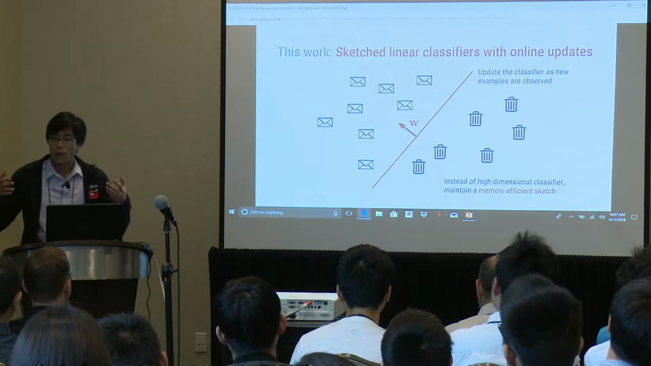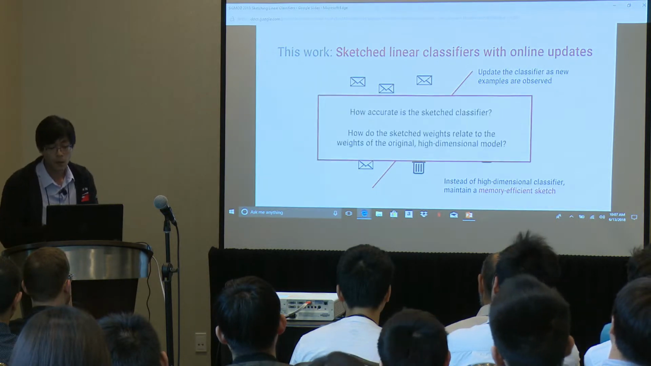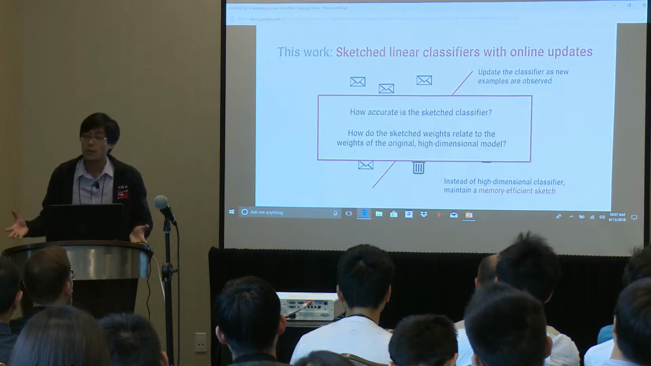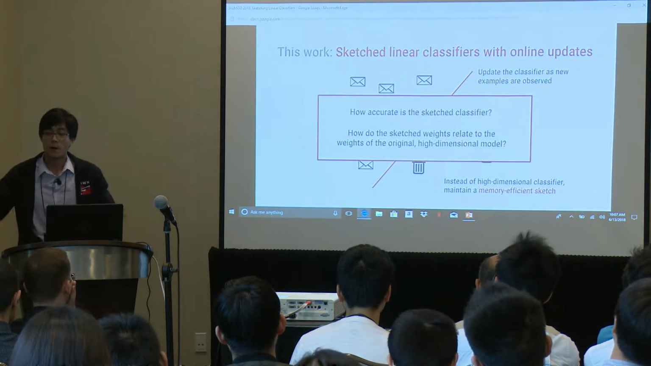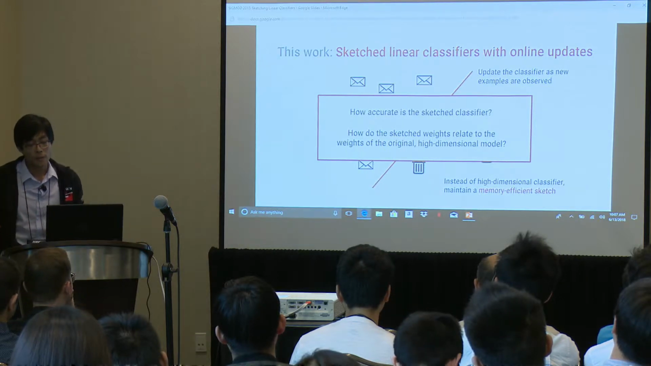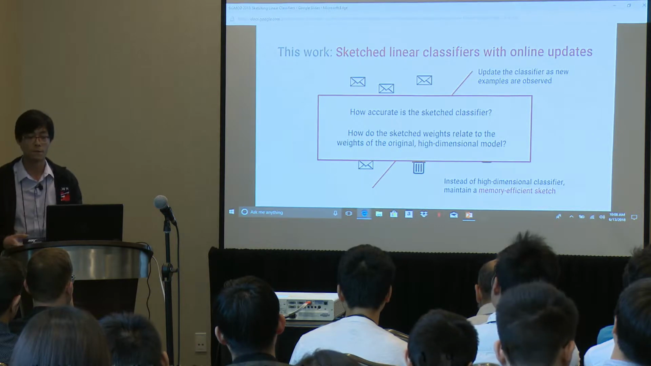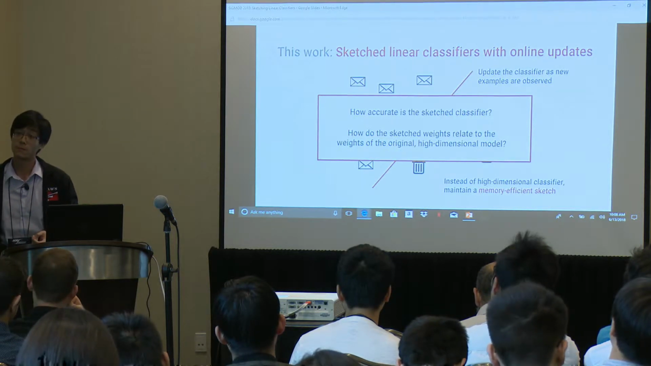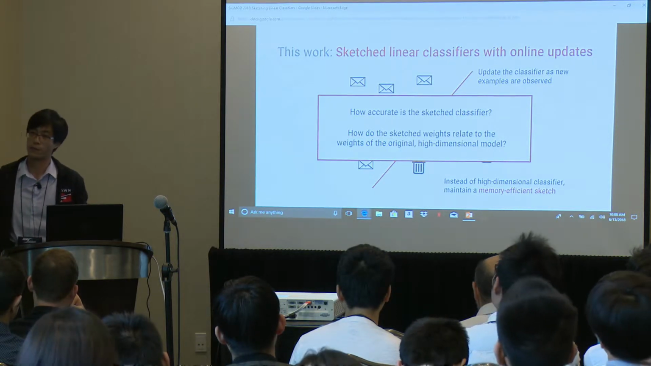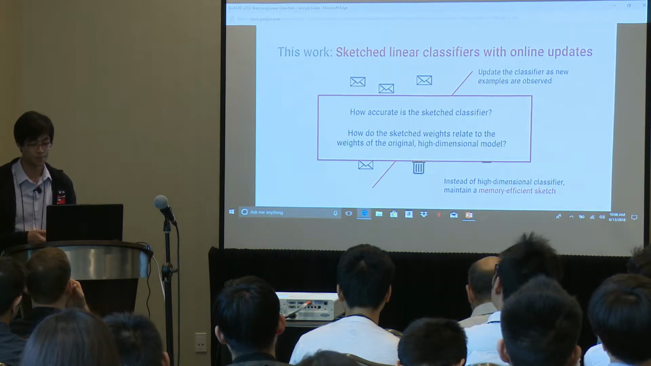Okay, so there are two very natural questions that you can ask. One is, how accurate is the sketch classifier? Because after all, if it is not accurate, it defeats the whole purpose of this endeavor. And second, we can ask, how do the sketch weights relate to the weights of the original high-dimensional model, as if we hadn't done any compression in the first place? These are both questions that we address in the paper.